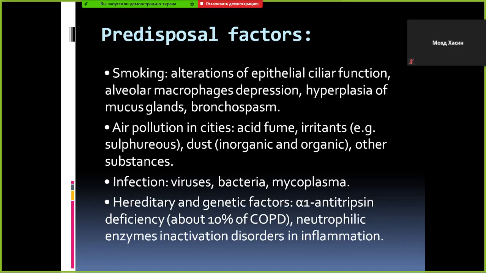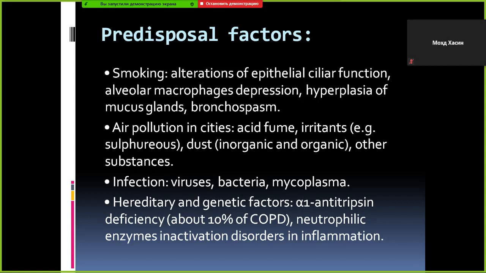Etiology or predisposing factors of COPD. First, smoking. Smoking is the most important etiological factor of COPD. Smoking causes alterations of epithelial ciliary function, alveolar macrophage depression, hyperplasia of mucoid glands, and bronchospasm. So smoking leads to these mechanisms.